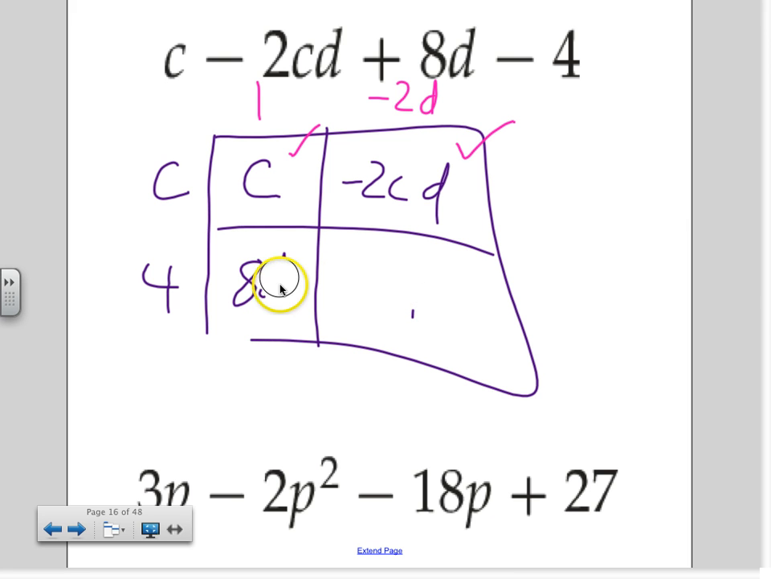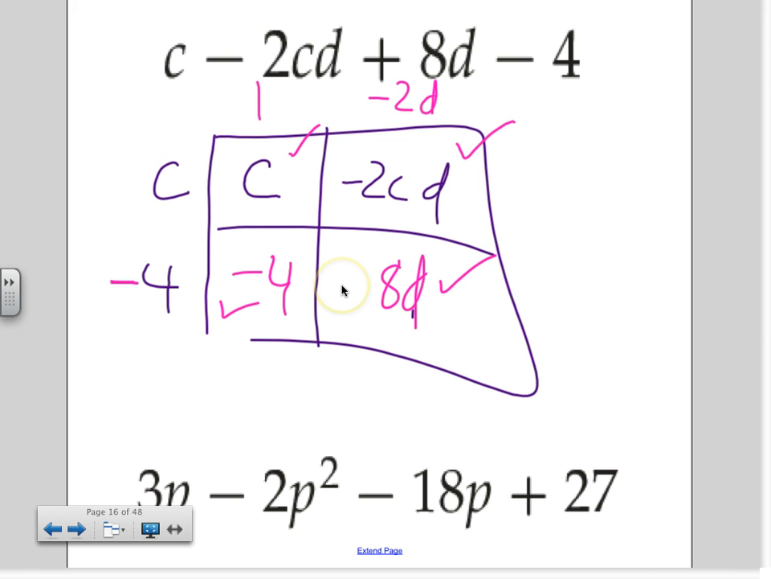Here's the negative 4, here's the 8D. When I switch it, the negative 4 will go here and the 8D will go here. But when I switch it, I also have a negative in front. What did I tell you about a negative in front? You have to take that out too. So that negative will go outside, and look at this again. 1 times negative 4 is negative 4. Negative 4 times negative 2D is positive 8D. Everything works out. You see what's happening there?